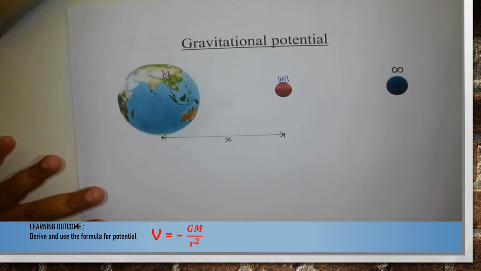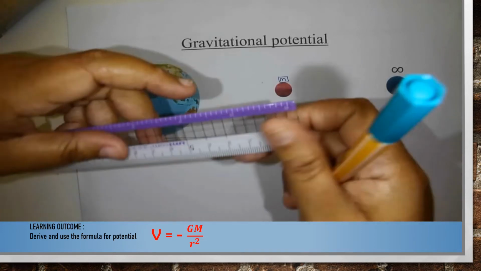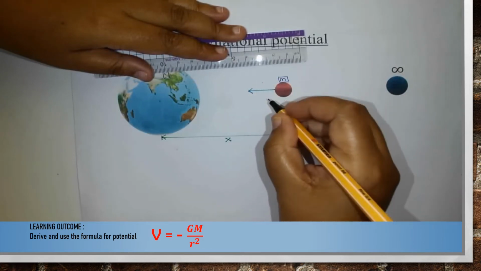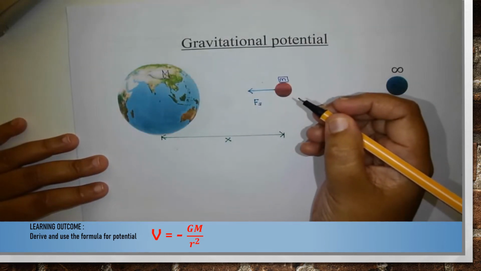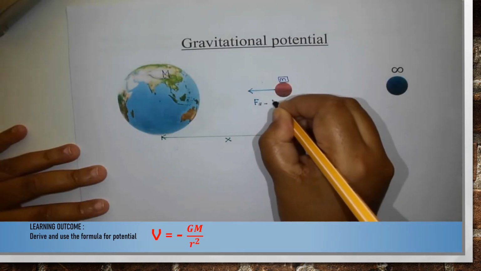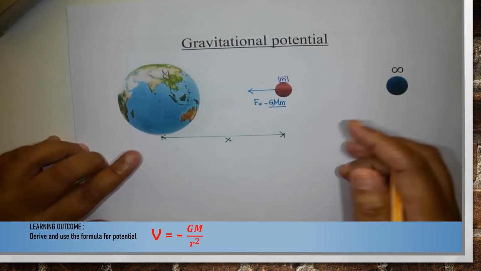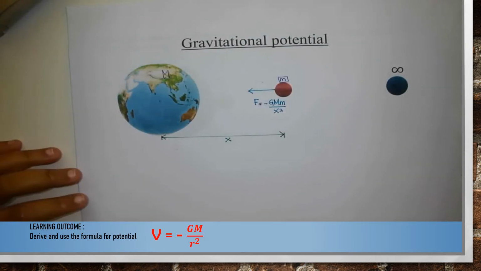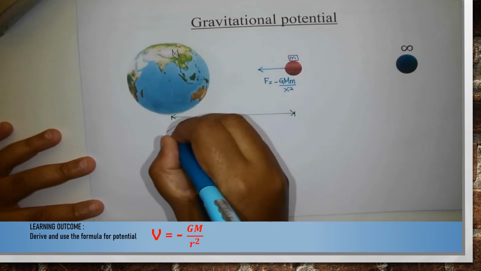So what happens is there will be a gravitational force that acts on the planet, which will be towards the center of the Earth. According to Newton's law of universal gravitation, F equals negative GMm over, from here to here is x, so it will be x squared. So that is the first one. Then the second one is, I'm going to write down the concept here.